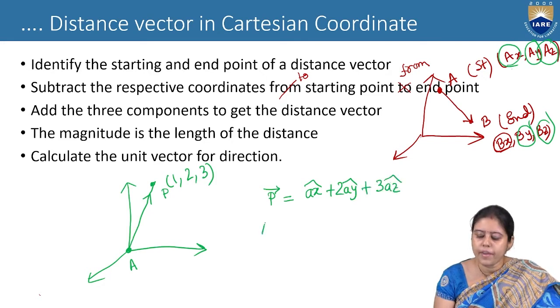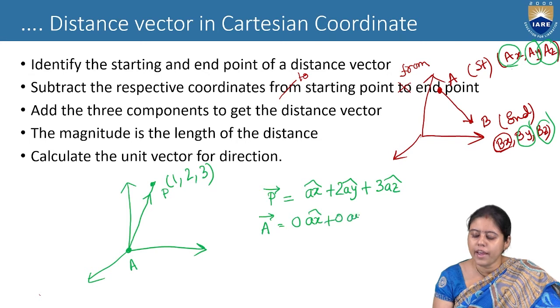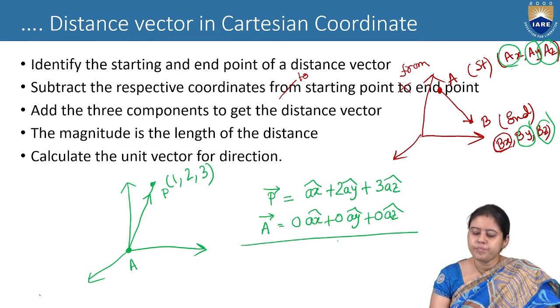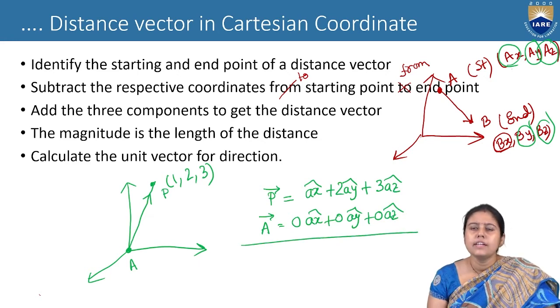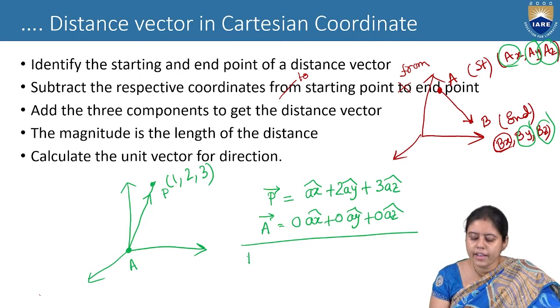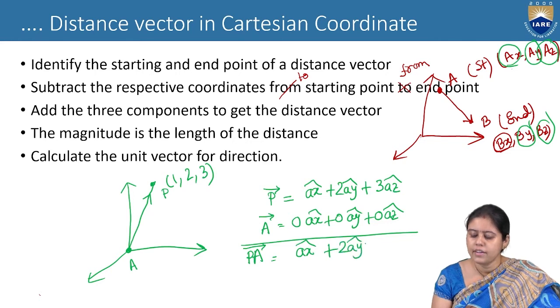What is the position vector of A? The A vector is 0 Ax hat plus 0 Ay hat plus 0 Az hat. So what is PA? PA is the distance between them. And what will be the PA line? It means end point minus starting point. So it is 1 Ax hat plus 2 Ay hat plus 3 Az hat.